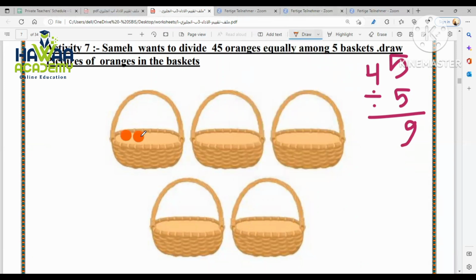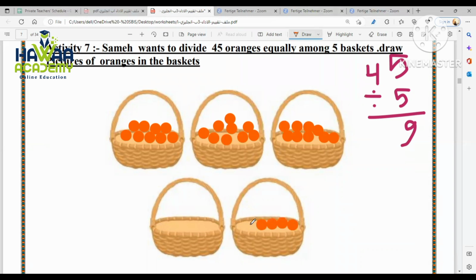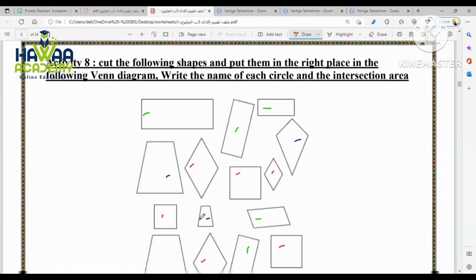So here is 1, 2, 3, 4, 5, 6, 7, 8, and 9. And again for each of the other baskets, counting 1 through 9. Woo! We've done. Okay, let's see this question.